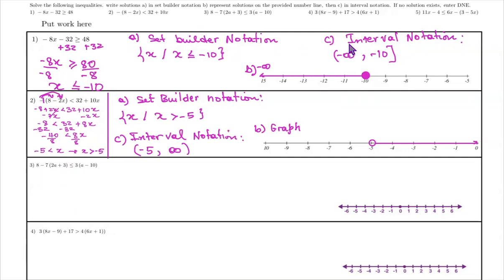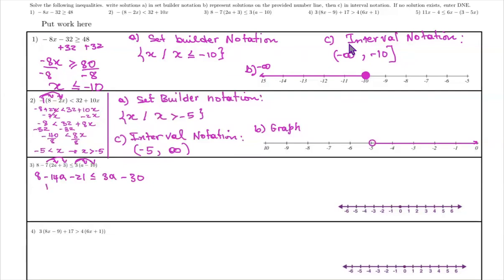Next example. In our next example, we should distribute first to cancel the parentheses. Let me distribute -7 over, and I will distribute +3 here as well. So that is 8 minus 14a minus 21 less than or equal to 3a minus 30.